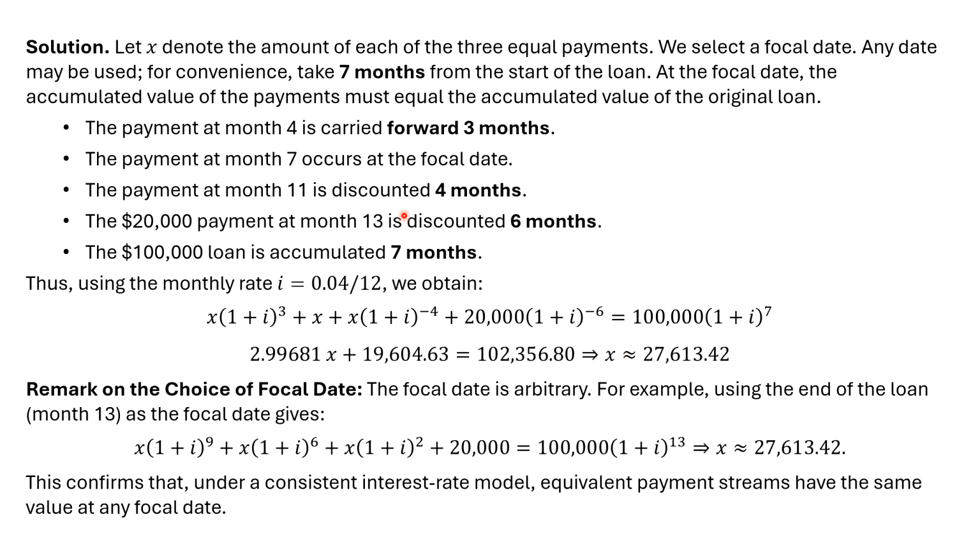Okay, so kind of complicated. You probably want to look at this a second time to absorb it, but as we see here, it does check out. And you might want to try yet another focal date, maybe say 11 months, and see if you get the same number, which you should.